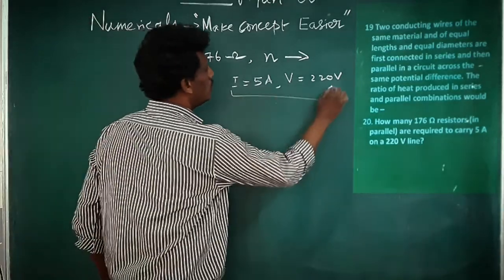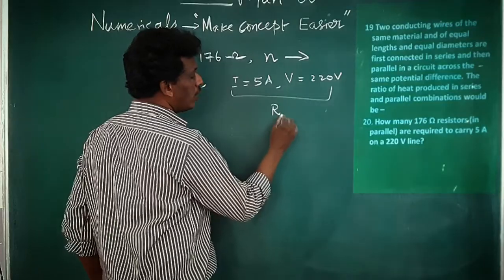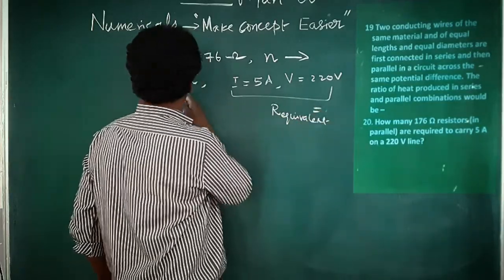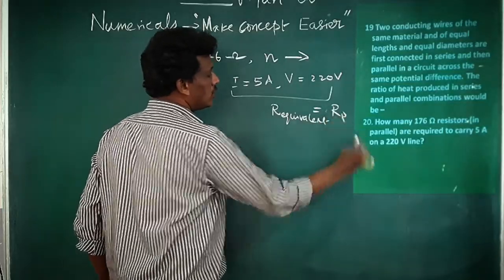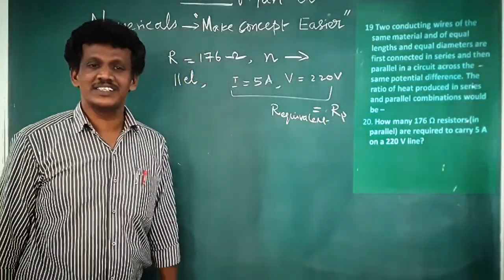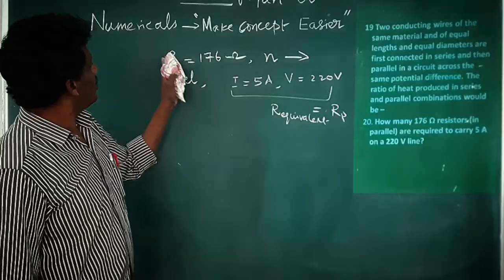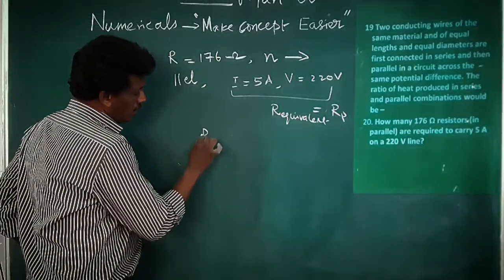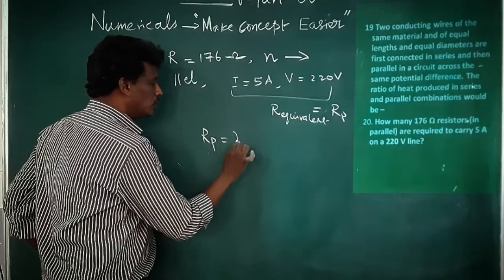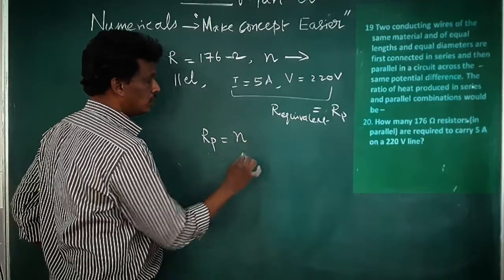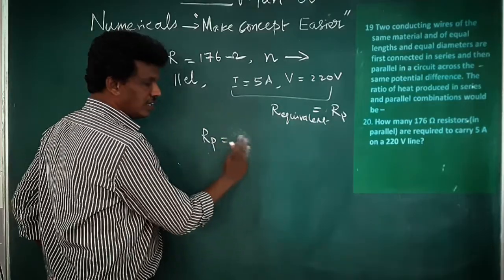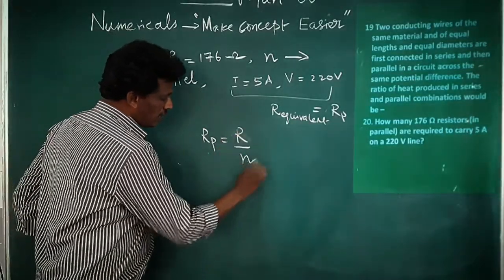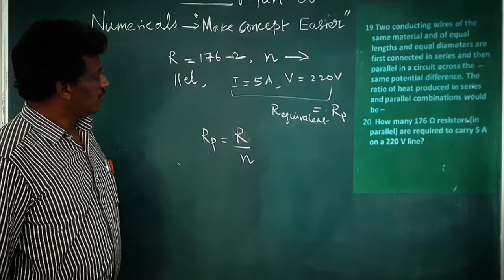From here what you will do? You will get R equivalent. But what is given? Parallel, no? It is nothing but Rp, parallel combination. So what relation you have between individual and effective? What is the formula? Rp equal to N into R? No, in series it is NR. It is a parallel, no? So R by N. That's all.